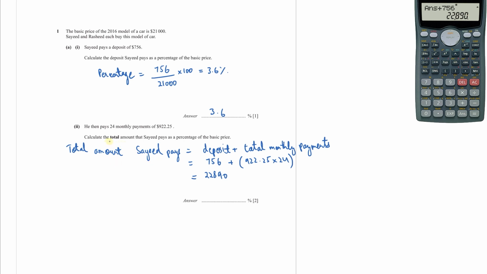Now we have to find the percentage that Saeed paid as the percentage of the basic price. So the percentage will be the amount he paid, 22,890, divided by the basic price 21,000 into 100. So this will be 22,890 divided by 21,000 and then multiplied by 100. So this is 109%.